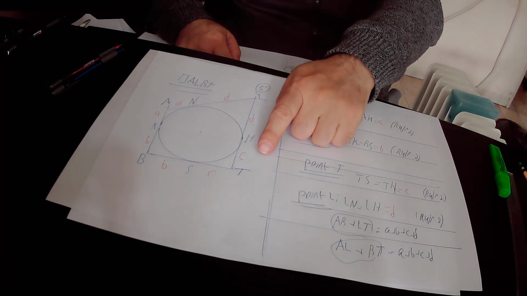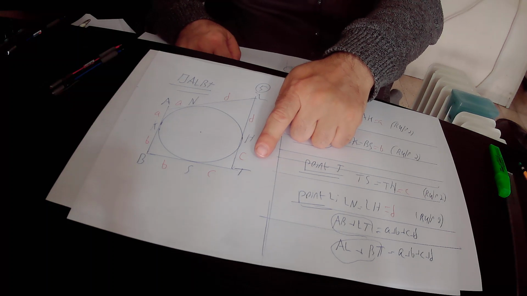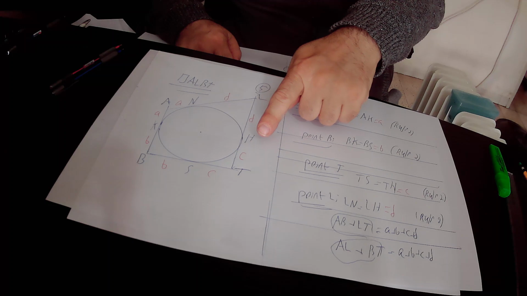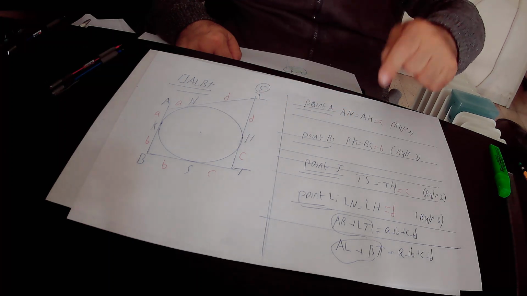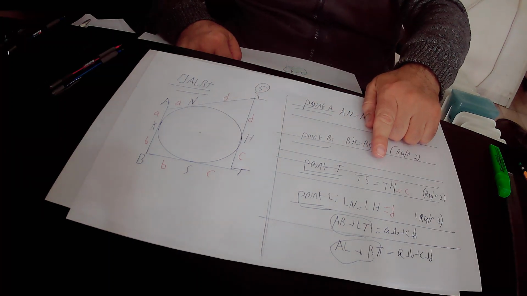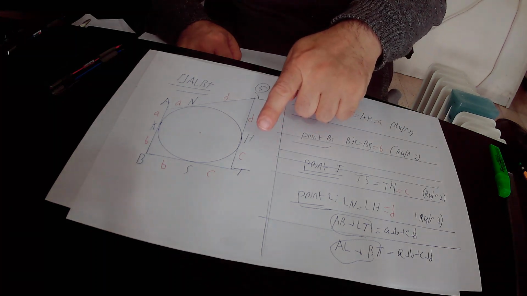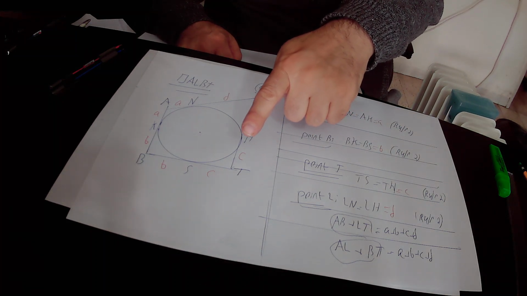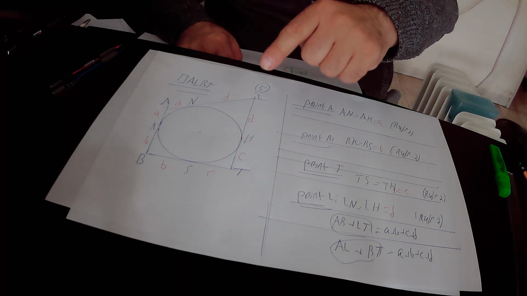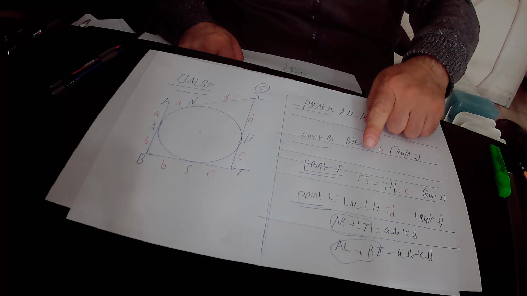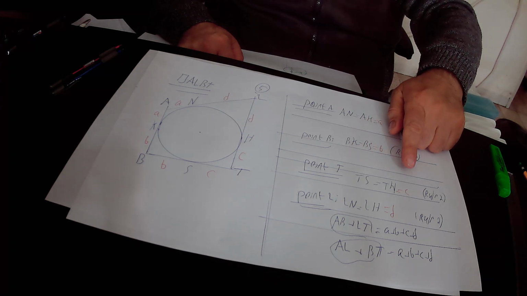Then we focus on the common standpoint point T. From point T, we have two tangents to this circle, tangent TS and tangent TH, and according to rule 2, they are equal to each other. That is to say, TS equals TH. So if we define the length of TH as C, then the length of TS must also equal C because they are equal to each other. So in total, we found out that TS equals TH equals C.